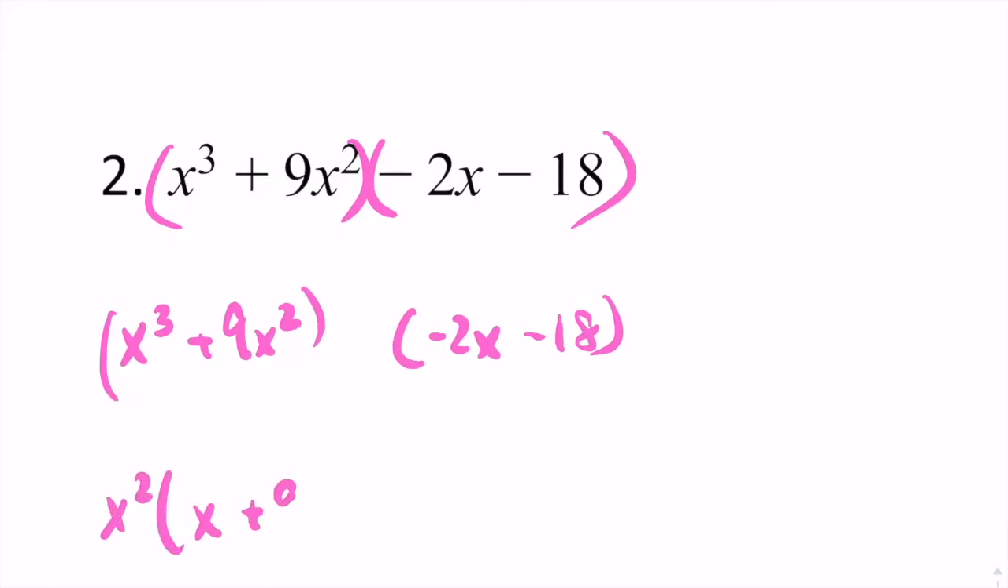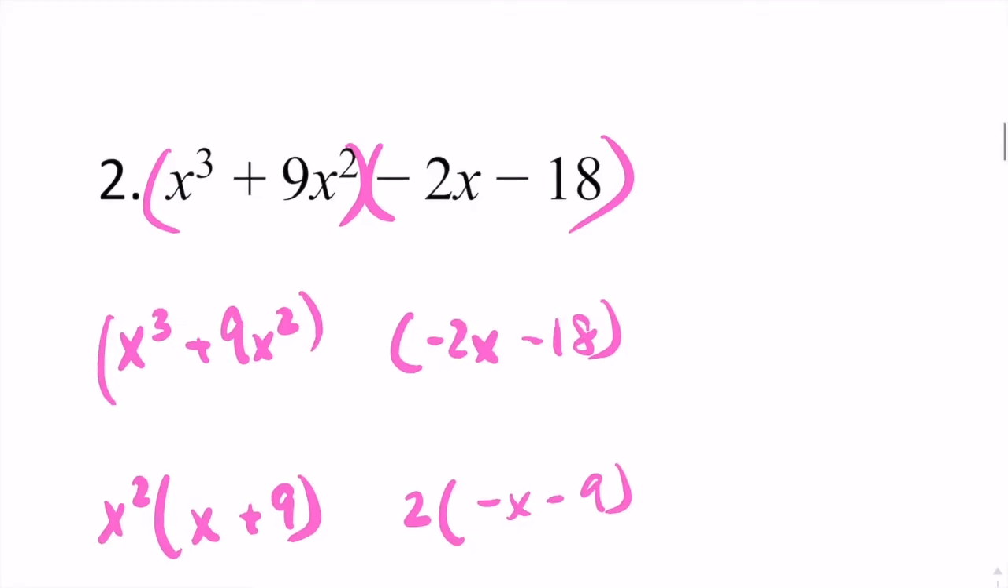So x plus 9. Okay, and the next one, you're like, okay, well, let's take out a 2. Well, if I take out a 2, I'm left with negative x minus 9, right? And as I said earlier in the other video, both of these have to be the same. If the inside is x plus 9, then your other one should be x plus 9. So you're like, well, what can I do?